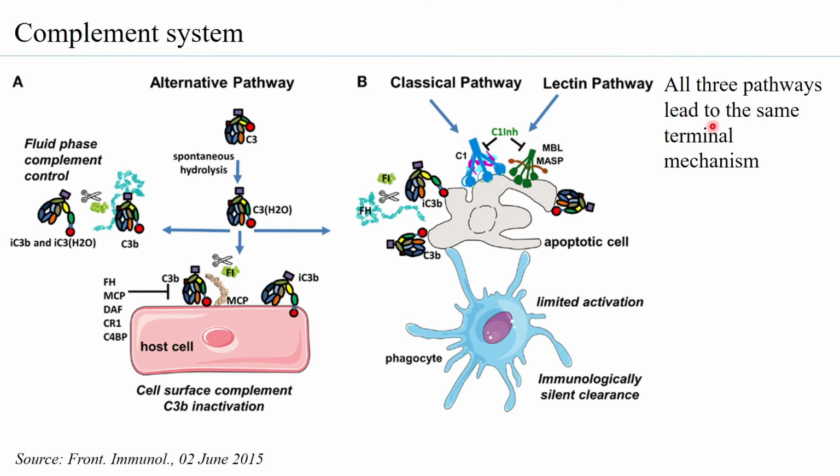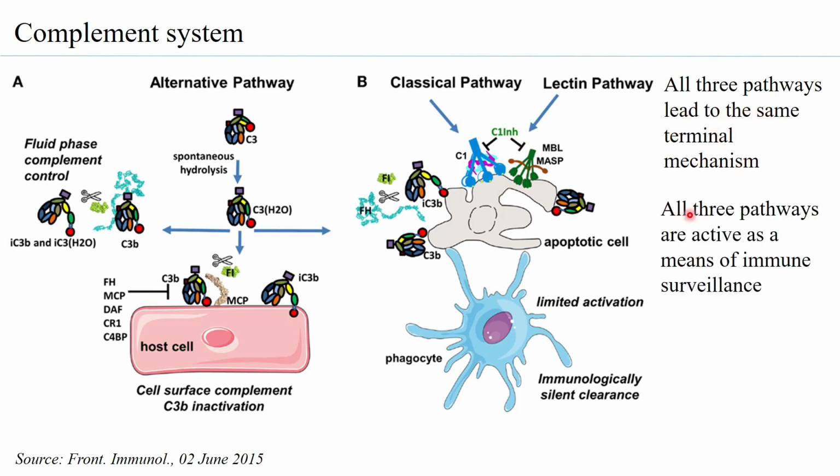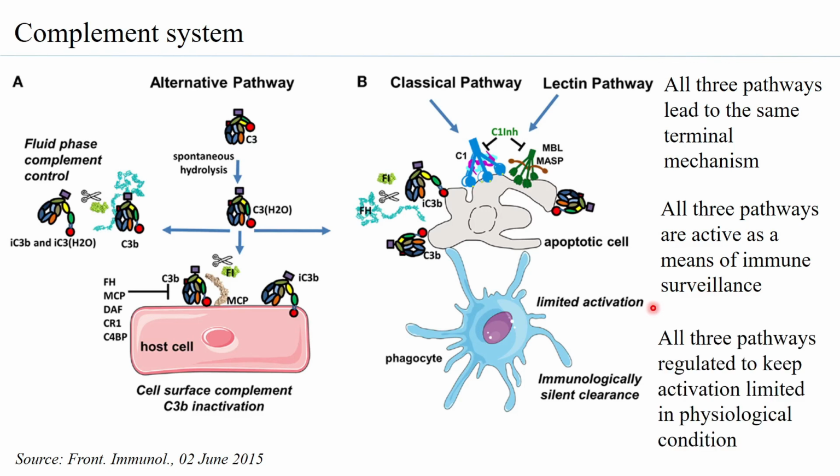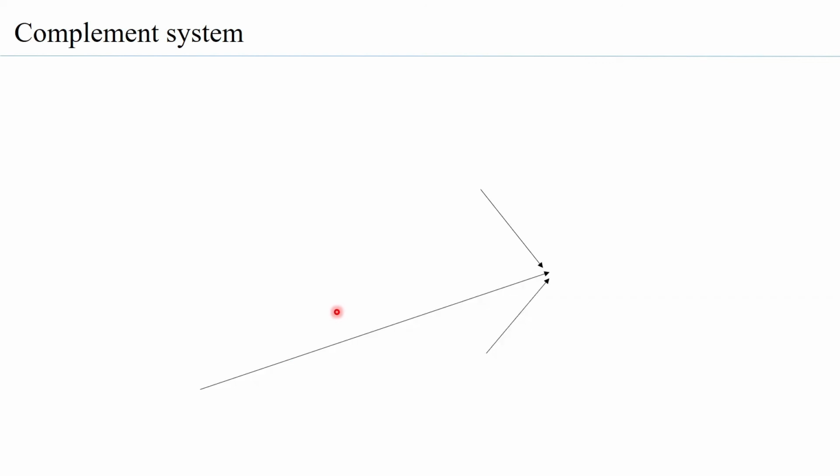So all three pathways lead to the same terminal mechanism. All three pathways are active as a means of immune surveillance. That means they can recognize foreign particulate matter, and all three pathways are regulated to keep activation limited in physiological conditions. When it is a pathological condition, the regulation is different.